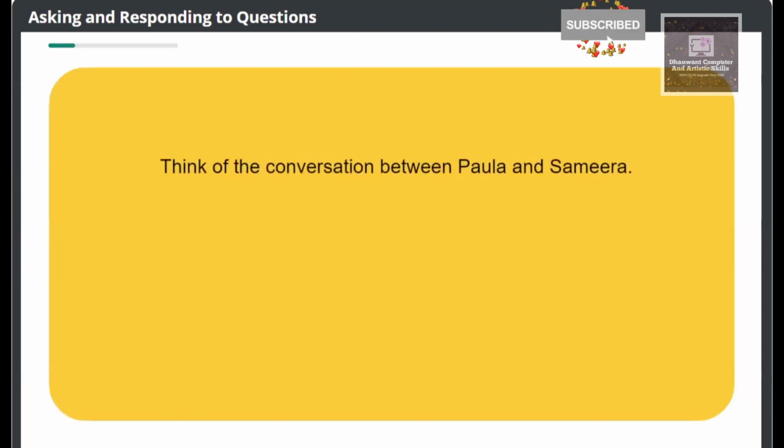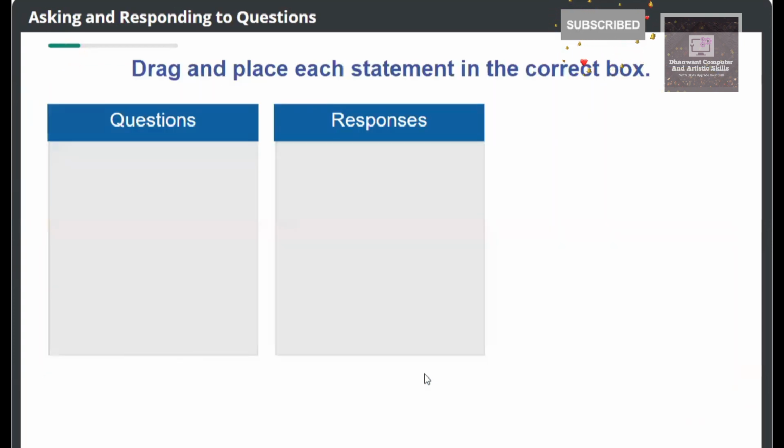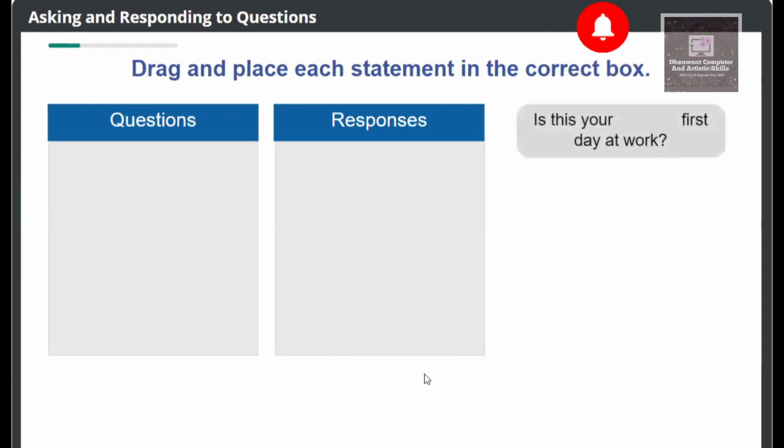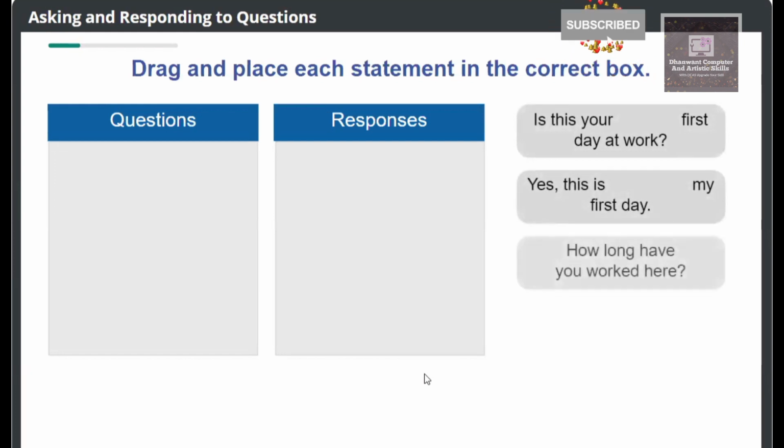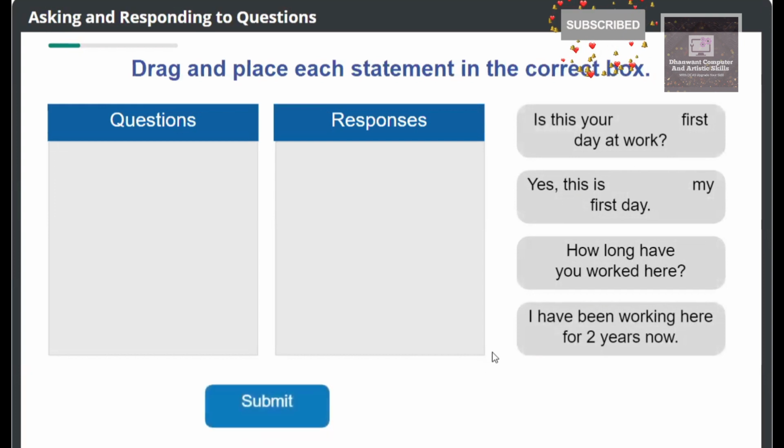Think of the conversation between Paula and Samira. Then, divide the conversation on the next page into questions and responses. Drag and place each statement in the correct box. Is this your first day at work? Yes, this is my first day. How long have you worked here? I have been working here for 2 years now.